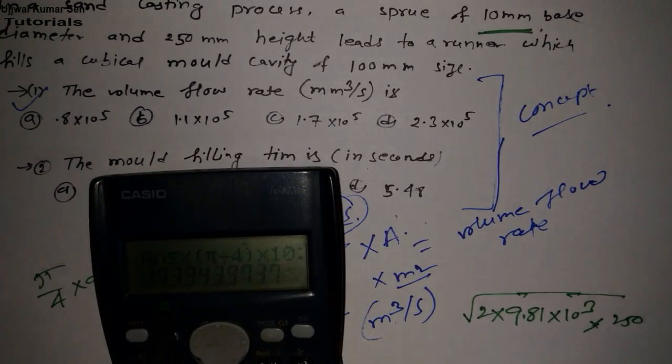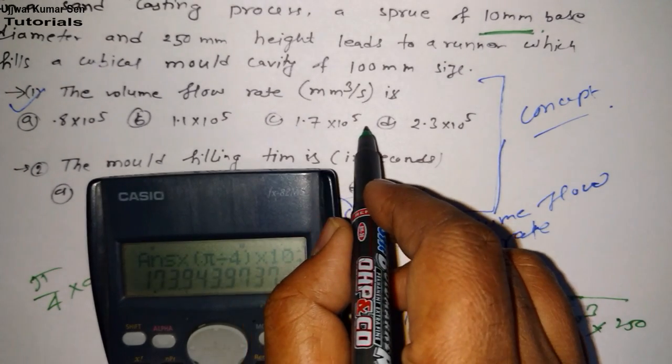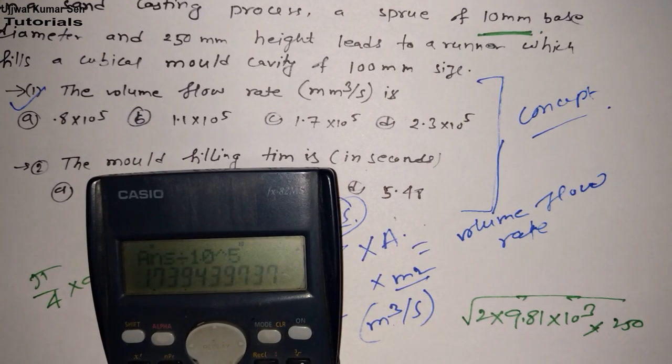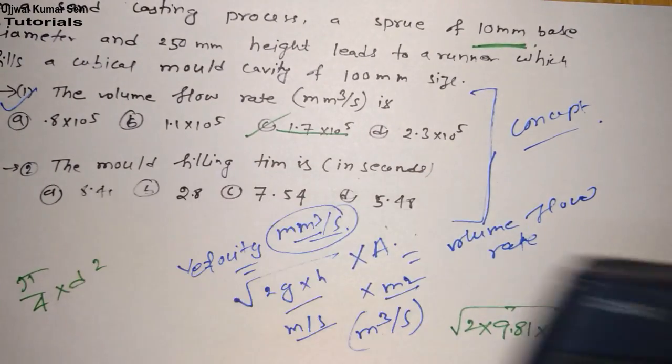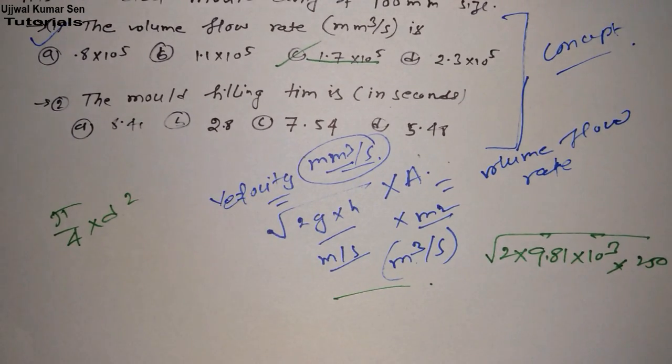So if we just do it from here, 3 to 5, 1.7 into 10 to the power 5, right? If we divide this by 10 to the power 5, then what do we get? 1.73. So the right answer is C. So this is how you can find out the volume flow rate. Sometimes it is a calculation mistake, or sometimes a typing mistake.